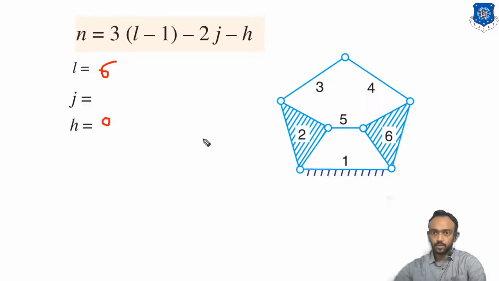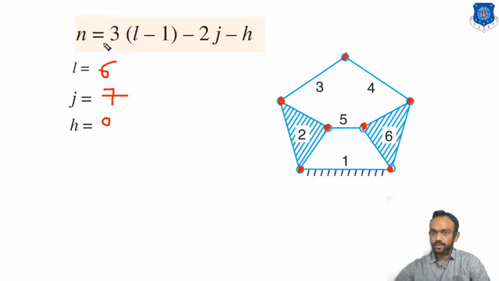Higher pair is equal to 0. What is the number of joints? Between 1 and 2, between 2 and 3, between 2 and 5. These are all turning pairs because they are turning with respect to each other. So these joints are turning pairs. The number of joints J is equal to, you can count, 1, 2, 3, 4, 5, 6, 7.